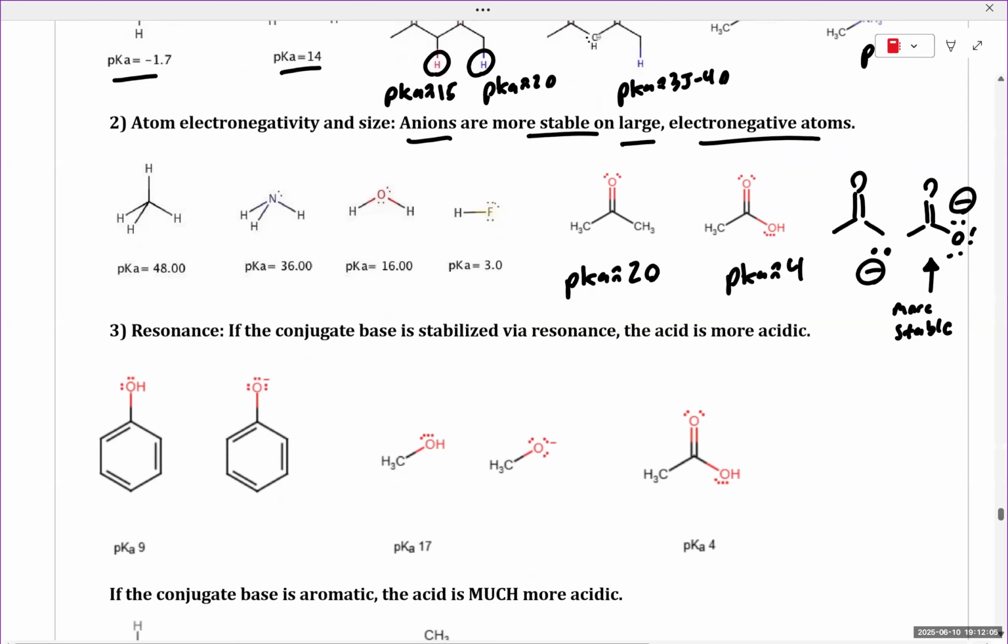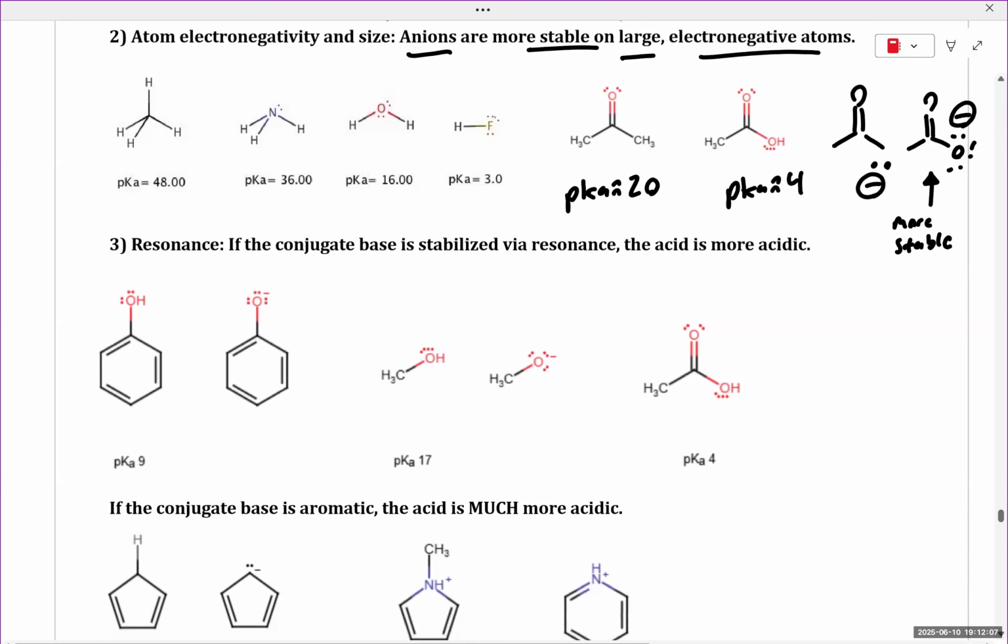The third major factor we discussed is resonance. If the conjugate base is stabilized via resonance, the acid is more acidic. An example of this is phenol, where this conjugate base anion can be stabilized via delocalization into the adjacent aromatic ring. This explains why phenols are more acidic. Their conjugate base is more stable.